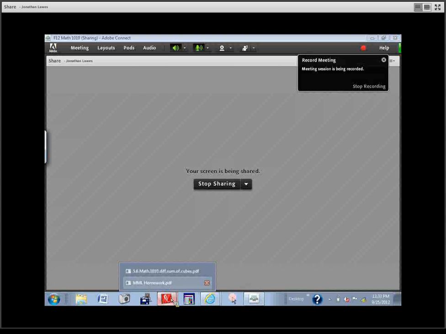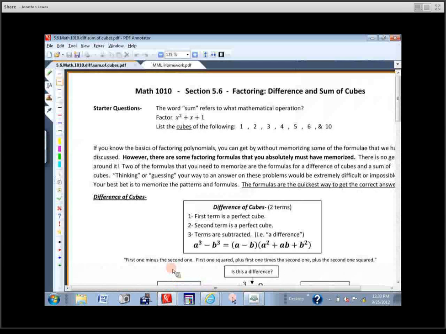And the good news is that today we're going to learn the last technique for factoring. We're going to add a couple more things to our list of factoring rules. And then tomorrow we're going to practice those.